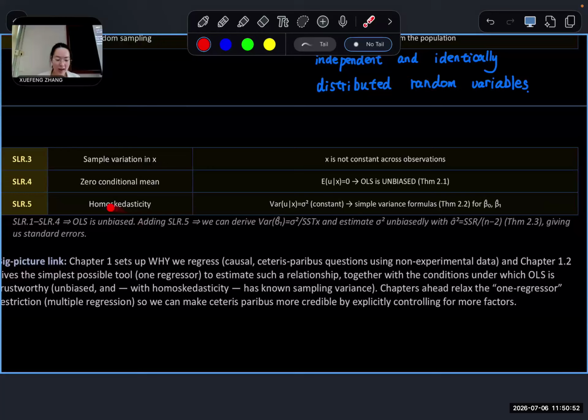So here, right, under assumptions 1, 2, 3, 4, OLS is unbiased. If we add assumption 5, we can derive the variance of beta 1 hat equals sigma square over SSTX, and estimate sigma square unbiasedly with sigma square hat equal SSR over n minus 2. I emphasized this so many times. And this is our theorem 2.3, giving us standard errors, okay? Standard errors are what you need to report in your paper.